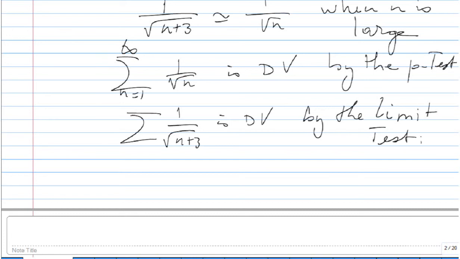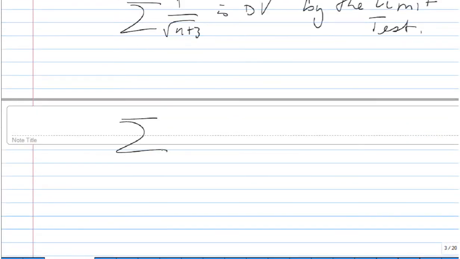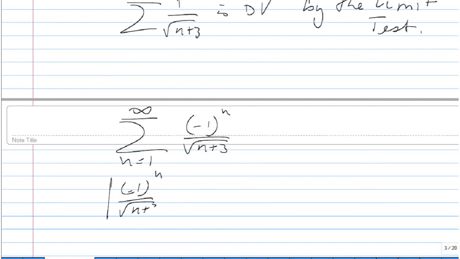So this series of absolute value is divergent, and therefore we have to use something else, and that's why we're going to use the alternating series test, because we have minus 1 to the n over square root of n plus 3. If we take the absolute value, this is 1 over square root of n plus 3, so we have to check two things: that it goes to 0 and that it is decreasing.